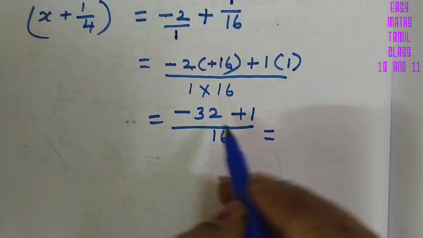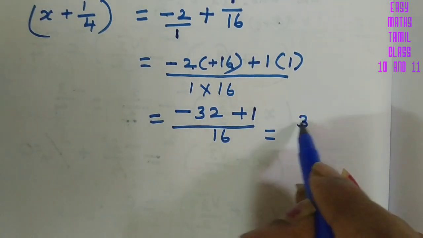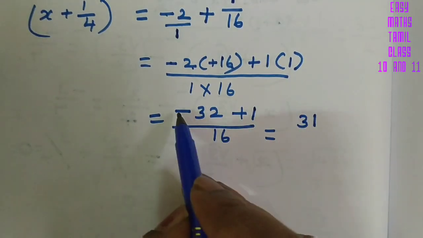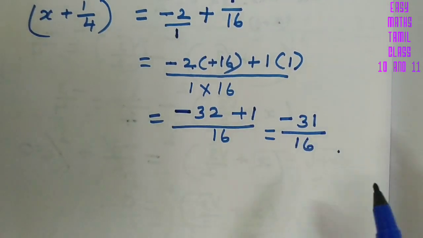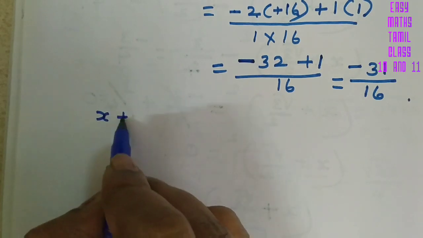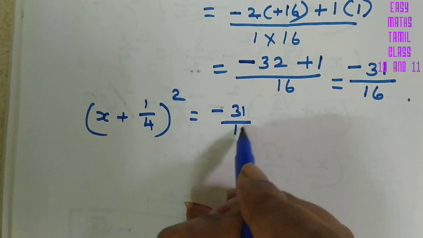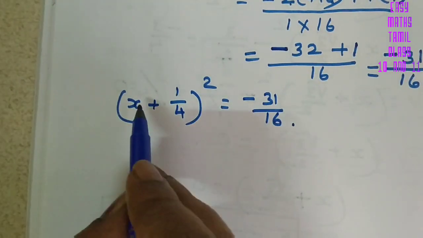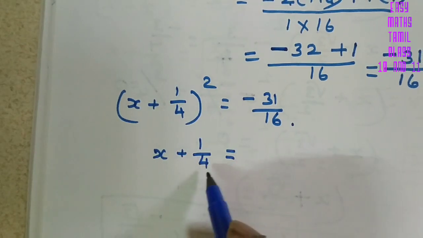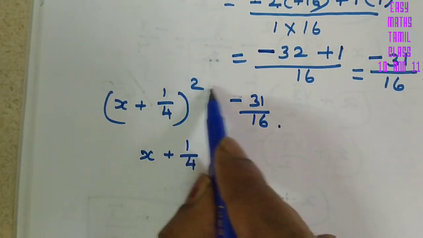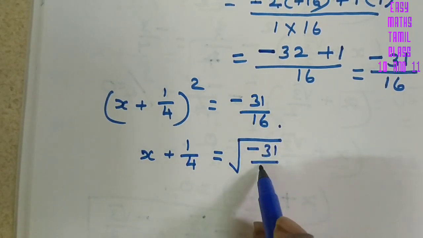Minus 32 plus 1 have opposite signs, so subtract 1 from 32, the answer is 31. What sign do we write here? The greater number's sign, so minus sign: minus 31 by 16. x plus 1 by 4 the whole square equal to minus 31 by 16. Now we have to find the value of x plus 1 by 4. So x plus 1 by 4 equal to, cancel this square, then put here square root of minus 31 by 16.